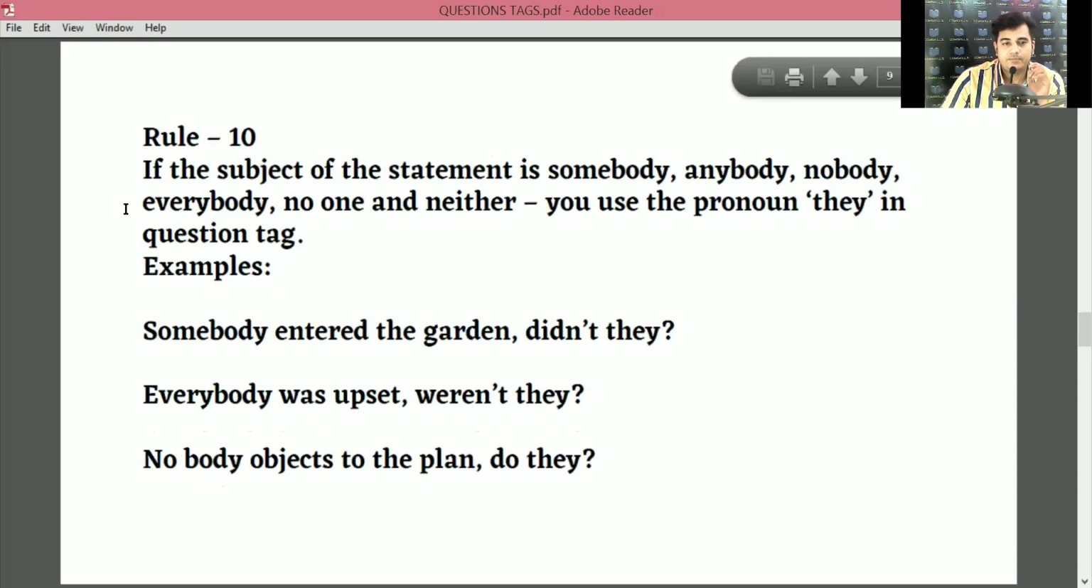Then rule number 10. If the subject of a statement is somebody, anybody, nobody, everybody, no one, and neither, use the pronoun they in a question tag. Examples. Whenever you have somebody, everybody, nobody, you just need to use they, and that's it. Somebody entered the garden, didn't they? Everybody was upset, weren't they? Nobody objects to the plan, do they?